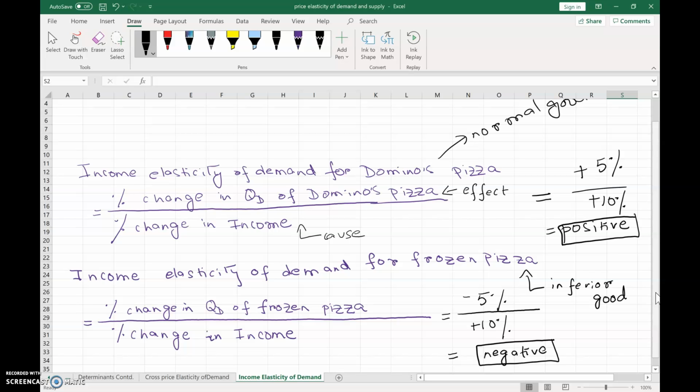So my conclusion here: when the income elasticity of demand is positive, the good is a normal good. When the income elasticity of demand is a negative number, the good is an inferior good.